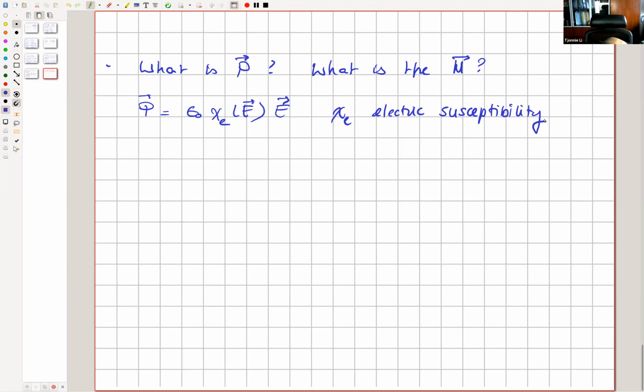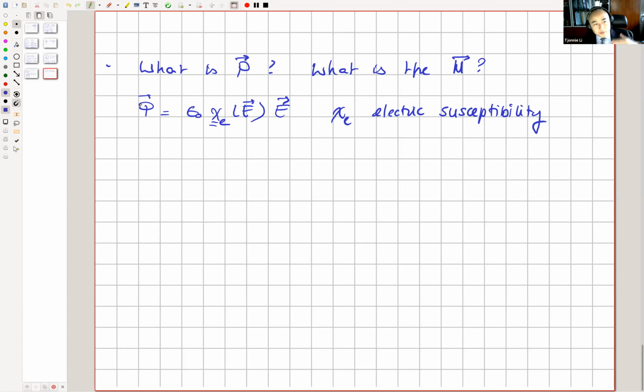Now, I'm going to put a special symbol here. I'm going to put two little underlines here. And that's the way I typically introduce the concept of a tensor. Okay. So, in this case, chi is not simply a constant. If it was, then E would be parallel to P. But no, here I've got some vector which is operated on by a rank 2 tensor, so that P could be in any direction and of any strength.